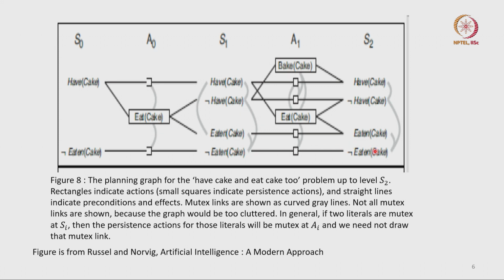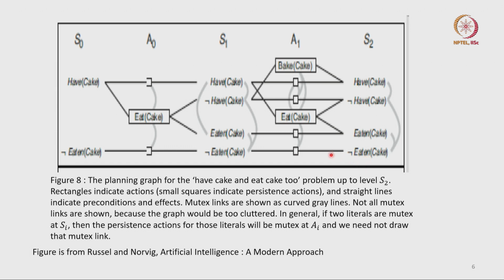So what you can do is that if you find that the propositions that are occurring are the same, then you can stop at that stage, okay, because it's not making any difference. So here we stop at level S2. Okay.